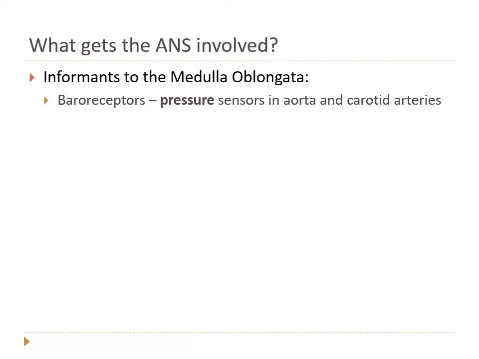We've talked about these earlier when we talked about blood vessels and regulation of blood pressure. So these are pressure sensors located in both the aorta and the carotid arteries, and they're going to send signals to the medulla oblongata as to whether our blood pressure is just right, too high, or too low.